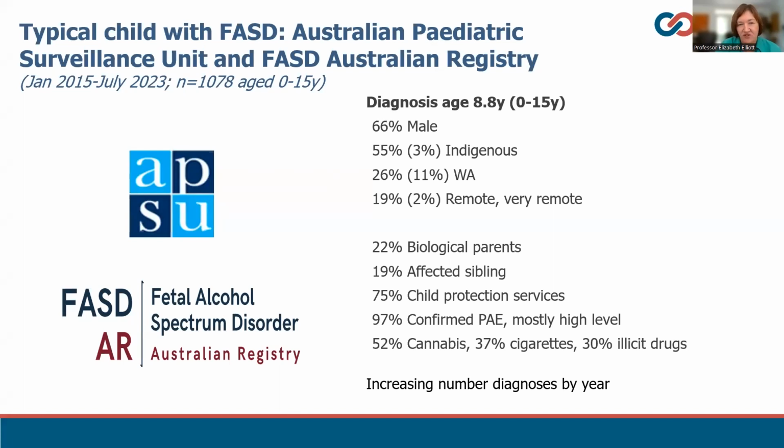So we have a national registry where we ask paediatricians to report to us cases they have newly diagnosed with fetal alcohol spectrum disorder. So the typical child we see is a male. There's an overrepresentation of Indigenous children and children from remote settings. Very few of these children, about 1 in 5, live with their biological parents, and about 1 in 5 also has a sibling with FASD. The majority of children we see have had some contact with the child protection system. Most have had high-level prenatal alcohol exposure, and others have been exposed to a range of drugs in addition to alcohol. New slide, please.